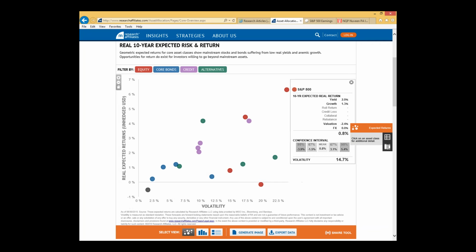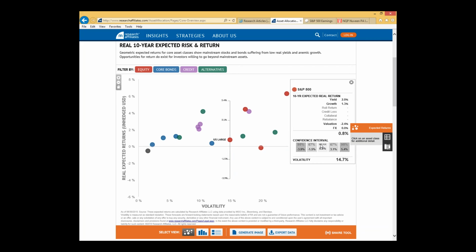Their expected return here is based upon the yield of 2% and 1.3% growth, but they're expecting a valuation change of negative 2.4% on an annual basis. When they add those up, it's 0.88% for the S&P 500.